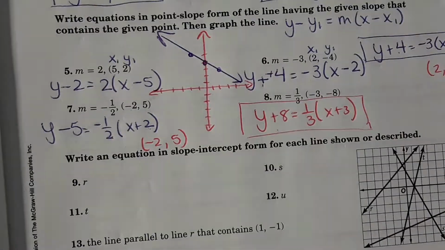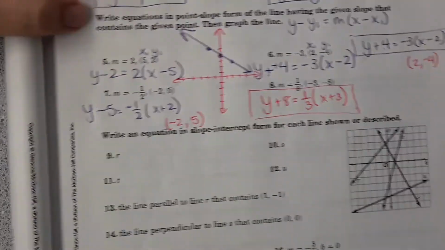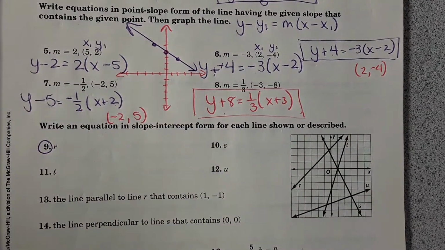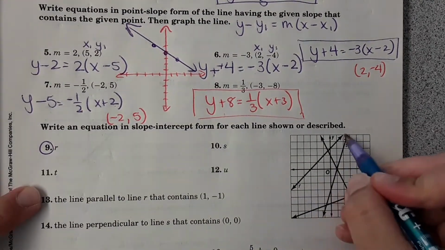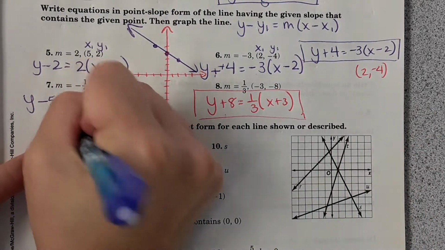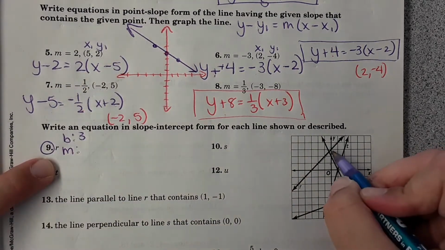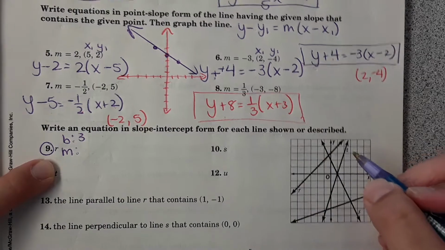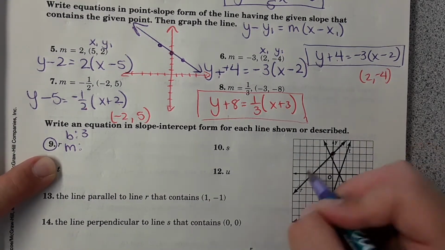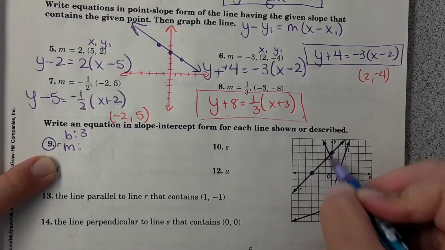And you could graph that instead if you wanted to. Okay, now the next section, it says write an equation in slope-intercept form for each line shown or described. So number 9, it wants you to write the equation for line R right here. Well, the y-intercept is at 3, so B is 3. We need to find the slope. The slope of R, grab 2 points that intersect exactly at an x and y line. Here I'm using these two.